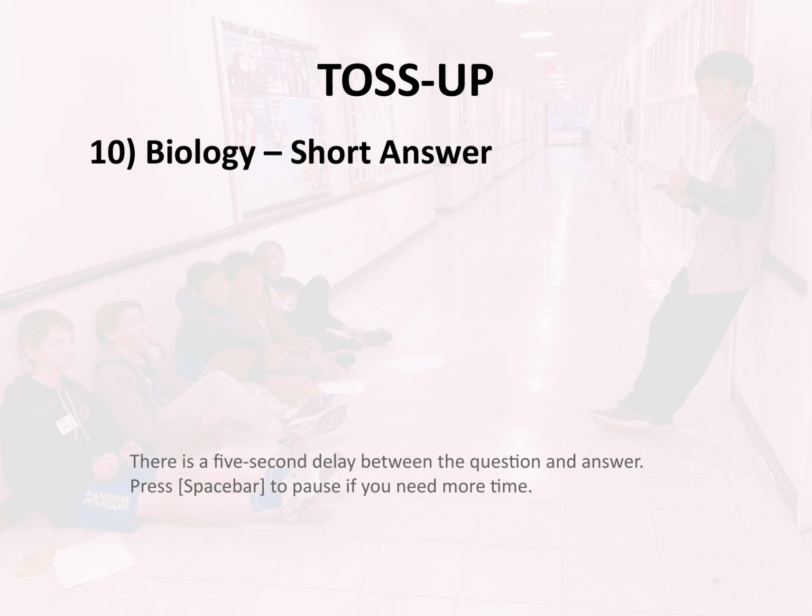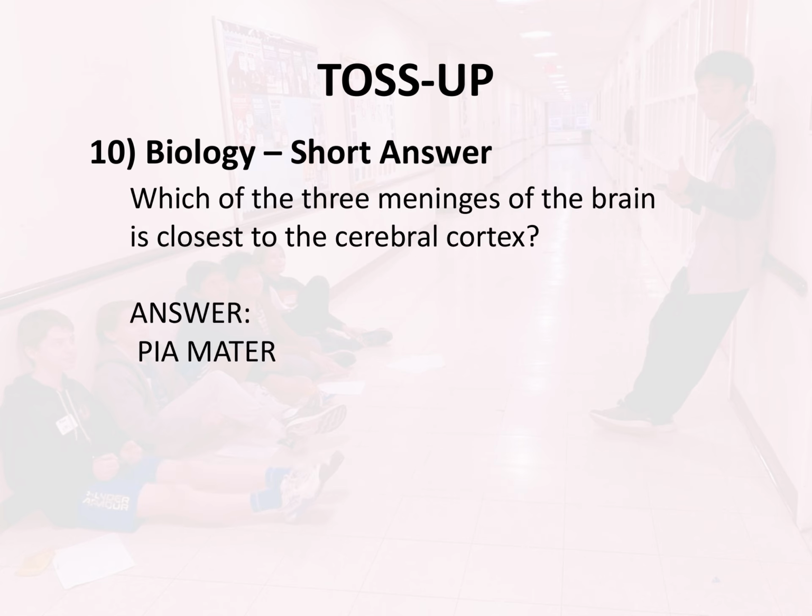Toss-up 10. Biology, short answer. Which of the three meninges of the brain is closest to the cerebral cortex? Answer: Pia mater.